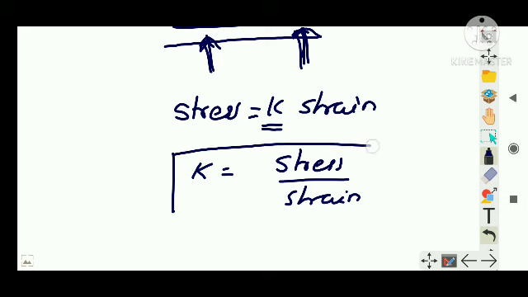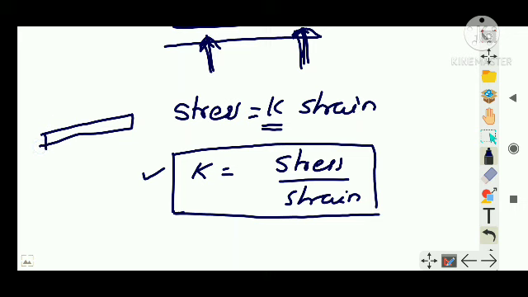right? And this modulus of elasticity depends upon what? The material. That is, if you have an iron bar and you have a plastic bar, both of them will have different types of modulus of elasticity. So even if they have the same length as well as area, it depends upon the material.